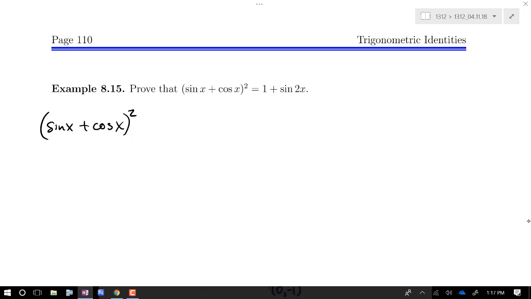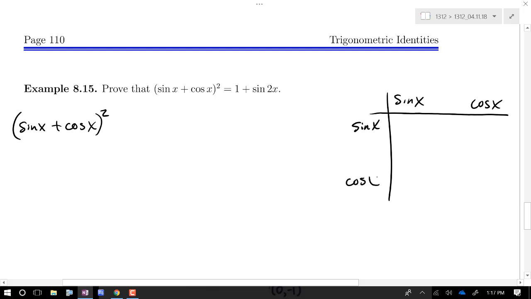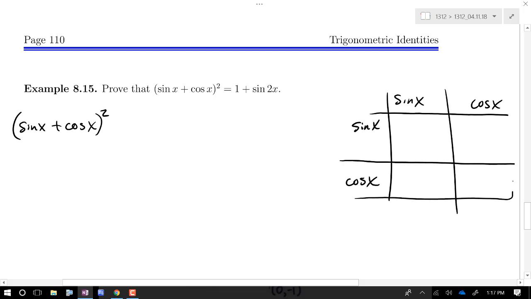Distribute the second power. Are you suggesting that we distribute an exponent over addition? No, I'm saying multiplying sine x plus cosine x times itself. Yes, we should FOIL this out. So let's do it. So let's see, what do we get in the top row? Sine squared x. Sine cosine x. Yep, sine x, cosine x.